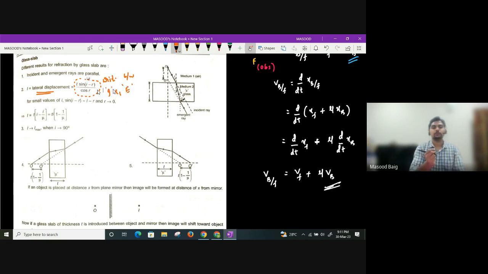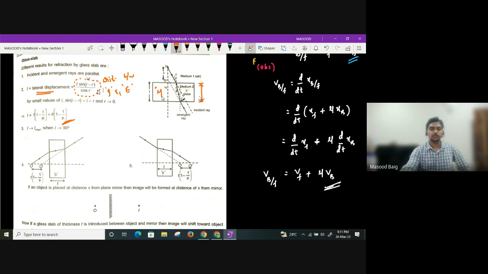Suppose you are taking a very small angle of incidence. Then for small angles of incidence, the distance between the incident ray and the emergent ray will be t i into (1 minus 1 by mu), where t is the thickness of the slab, i is the angle of incidence, and mu is the refractive index of the glass slab, guys. Is that clear? Yes or no? Yes. Right.